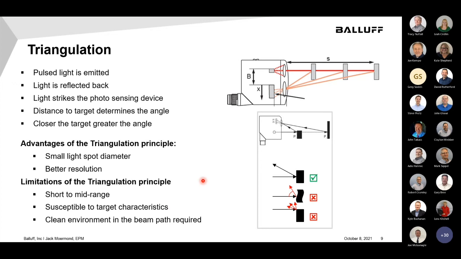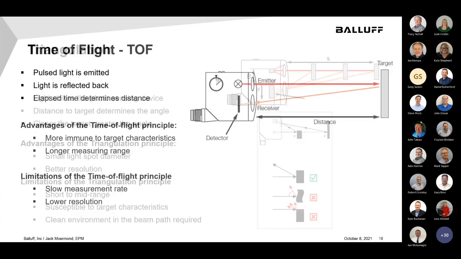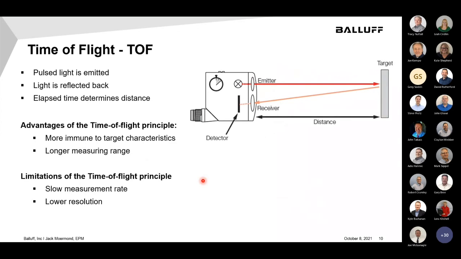The other one is time of flight. So it works basically the same way. The sensor emits a light, hits the target, bounces back into the sensor, and in this case, we measure the time that the light went out. Light has a constant speed, so we just measure that time, and that determines what the distance is.